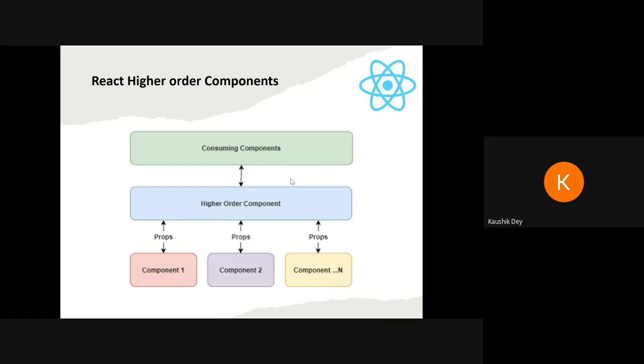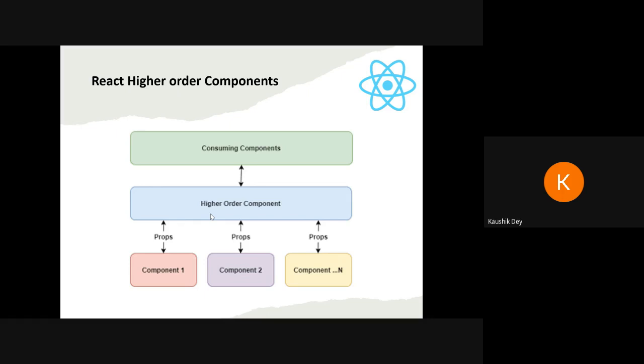Underneath, we can have some components, like component one, component two, and any number of components. Between them is the consuming component, wherever the data is consumed. In between, we set up this higher order component. From the component to the higher order component, we send some props, and the data is fetched in the higher order component, which returns a new component with the updated data. So this is the structure of a React higher order component.